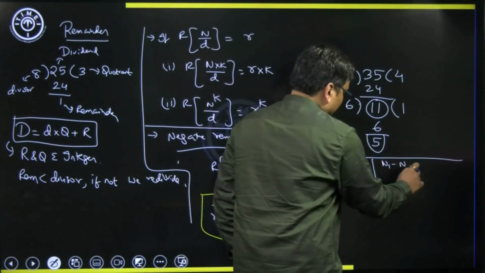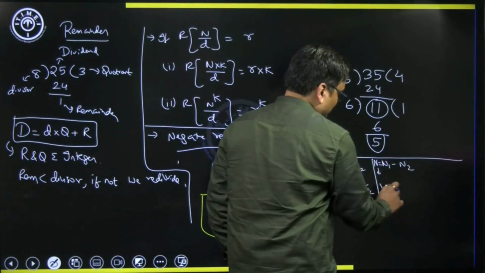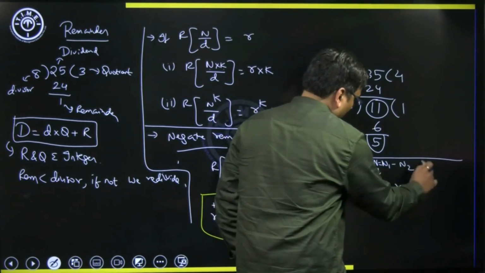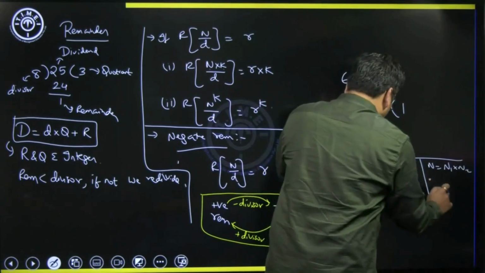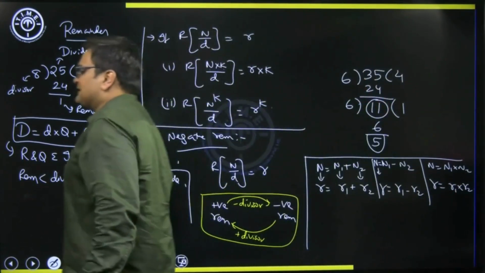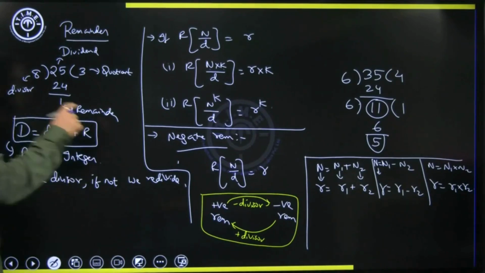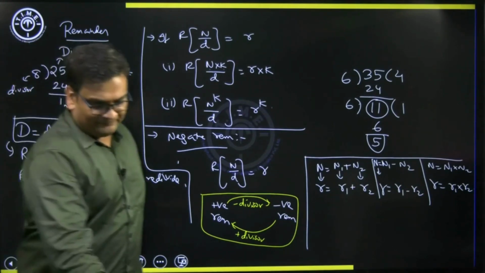If n is equal to n1 minus n2, then corresponding r will be equal to r1 minus r2. Or if n is equal to n1 into n2, then corresponding r will be equal to r1 into r2. So that means the way you break down the given number, remainders will be broken down exactly the same way. N is equal to n1 minus n2, r equal to r1 minus r2. So these are some basics.